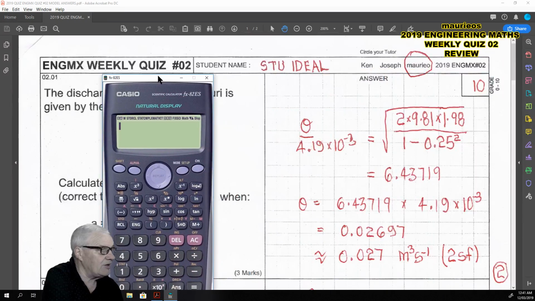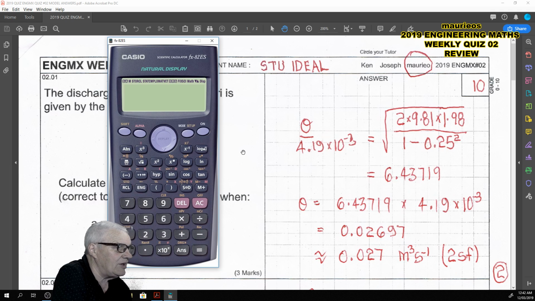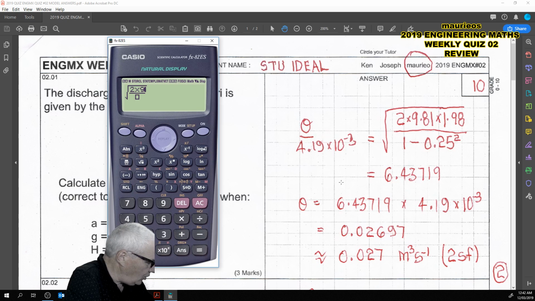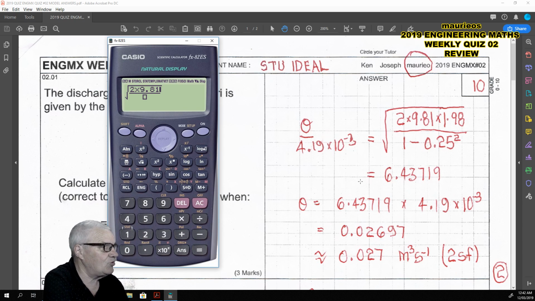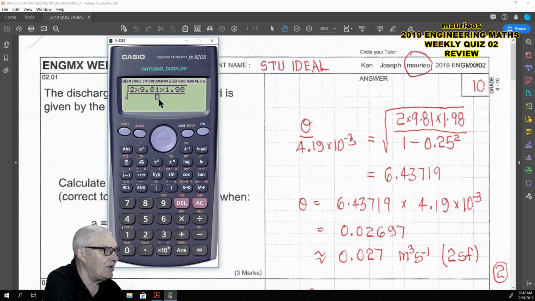I've worked that number out here, but we need to do that on our calculator. So we get our calculator out over here. Hopefully this is something like what you've got, and first clear everything. What have we got here? We've got a square root, and it's of a fraction. So here's our fraction. In the top there, we need 2 times 9.81 times 1.98. I was doing it on the keyboard of my computer. Then we can flick here. So that's the top line all done.